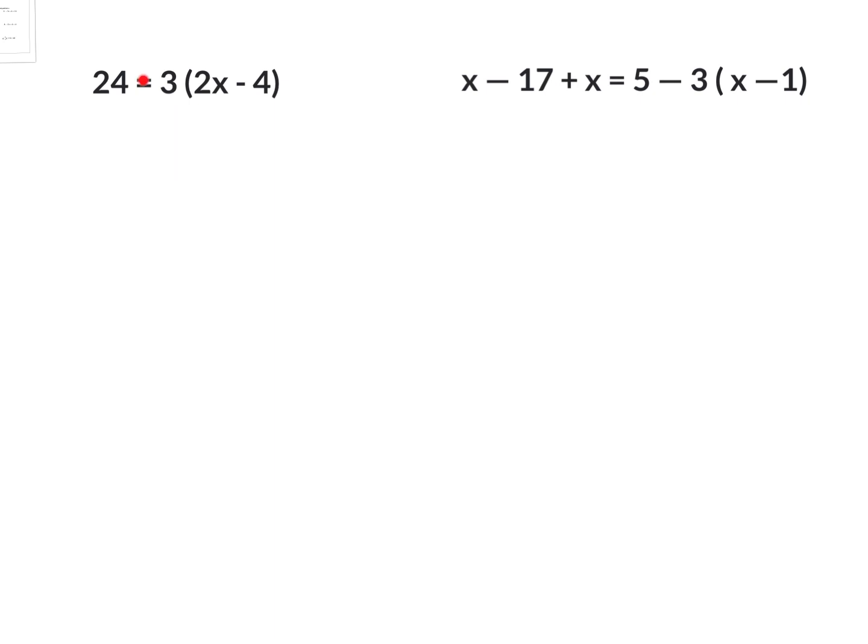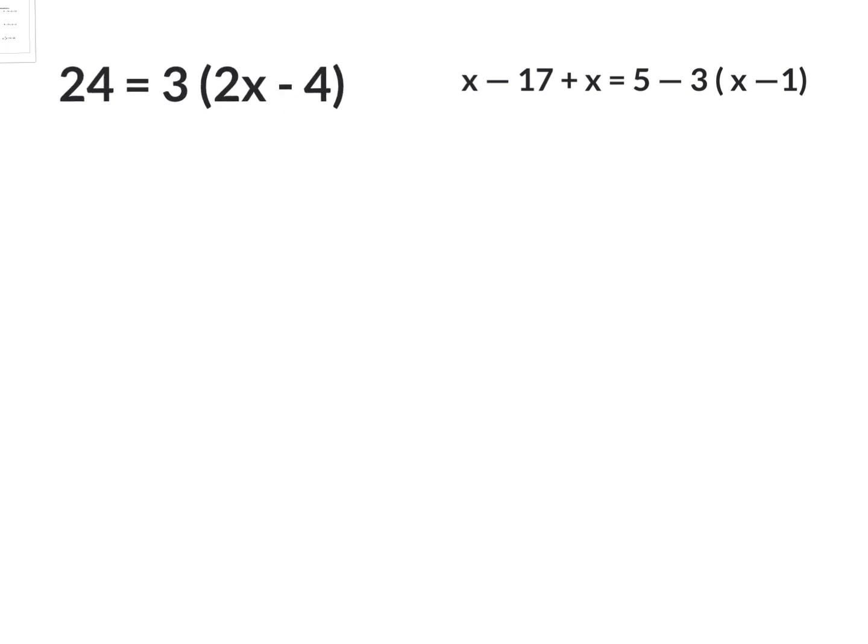Where's the x at? Is it on the left side or the right side of the equal sign? It's clearly on the right side. It's definitely not by itself. We need to simplify it first. See, we have parentheses and there's a multiplication of 3 right here. So there is distributive property that we need to do.